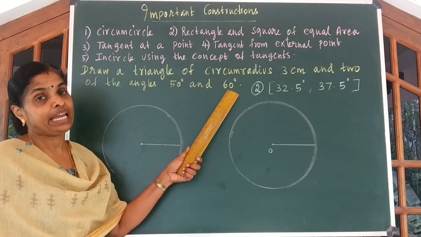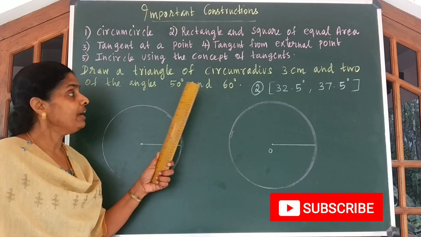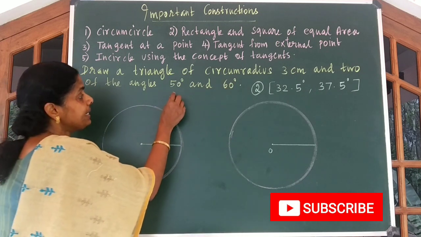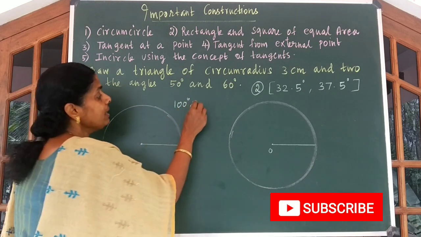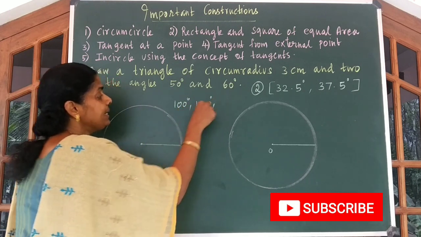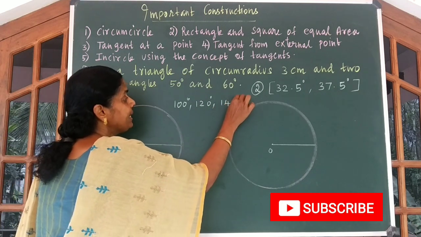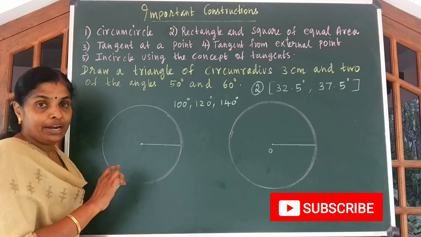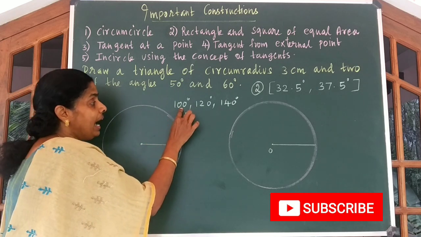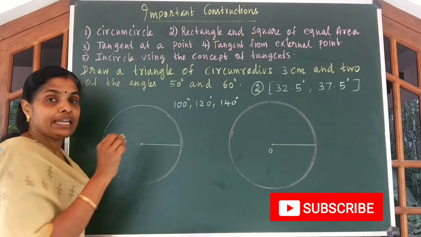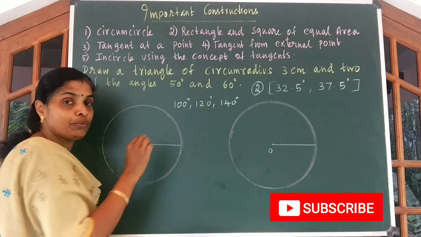So you have to take the double of 50 degree, which is equal to 100 degree, and the double of 60 degree. So we are going to mark 100 degree, 120 degree, and the remaining angle is 140 degree. First of all, we have drawn a circle, we have drawn a radius. Now measure 100 degree and 120 degree using a protractor. Then the remaining angle would be equal to 140 degree.